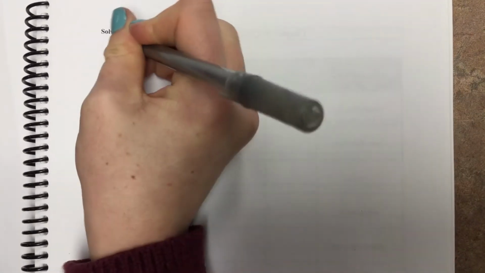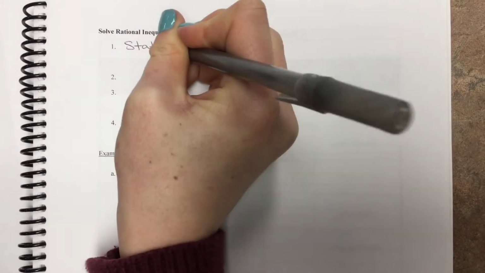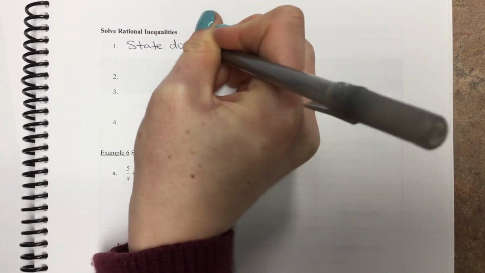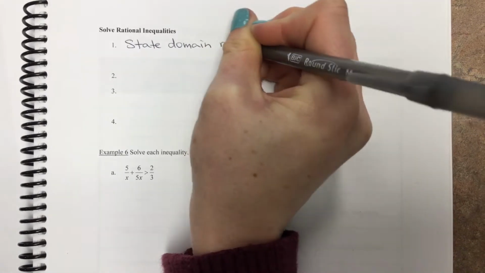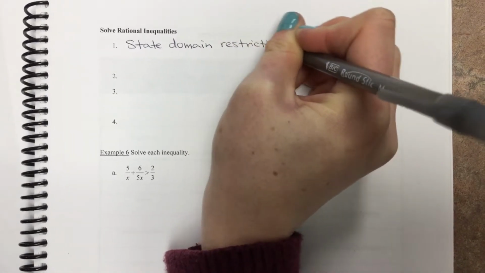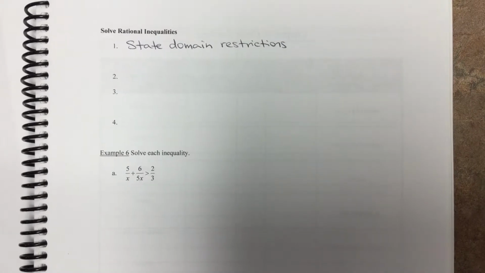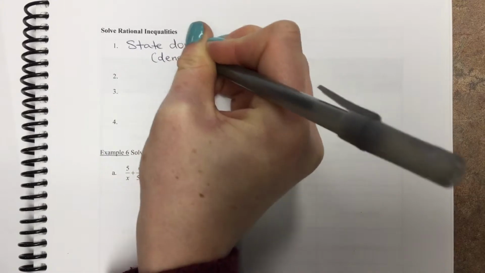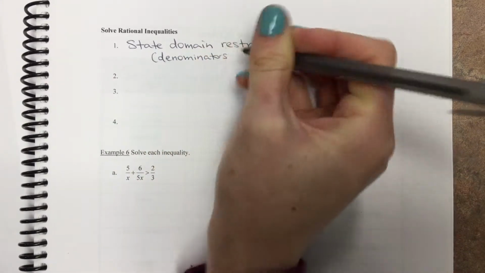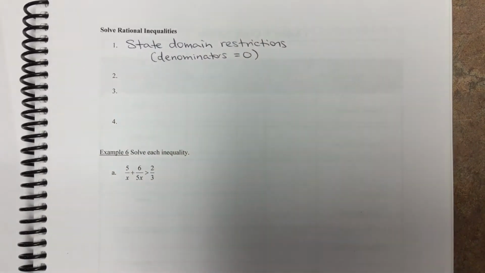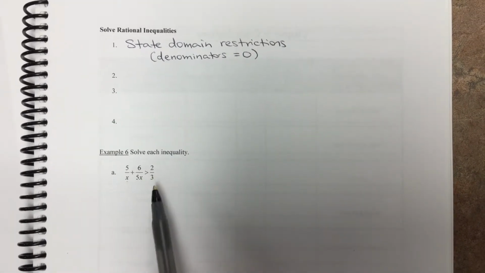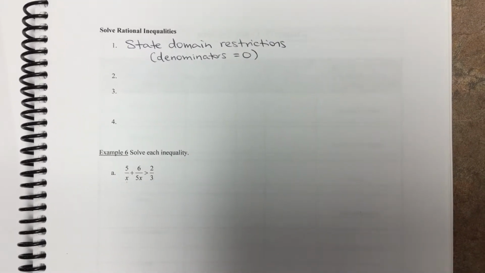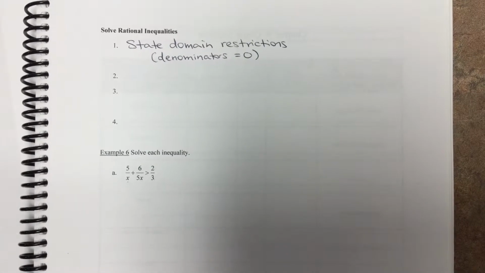So first step of solving rational inequalities is this. You're going to state any domain restrictions that you have. Okay, so state any domain restrictions that your inequality is going to have. And remember, the only restrictions that our domain has is anywhere where any of the denominators would be equal to 0. So in each of these pieces, we tend to have multiple denominators. So anywhere that any of the denominators would be 0 would be excluded from your domain.